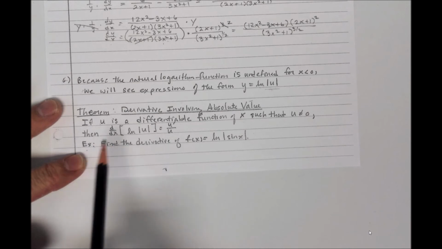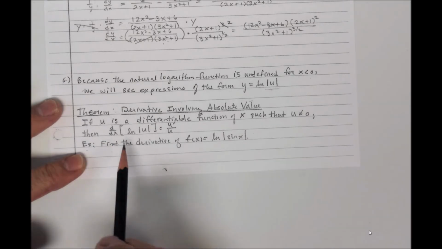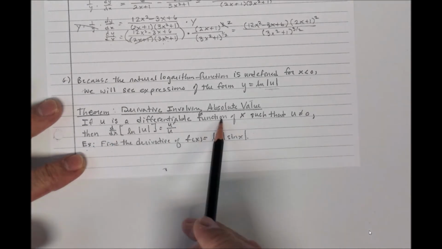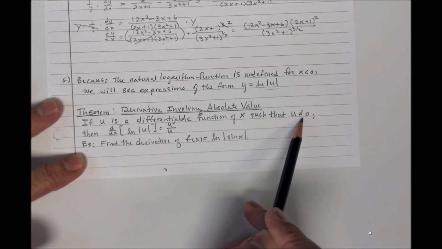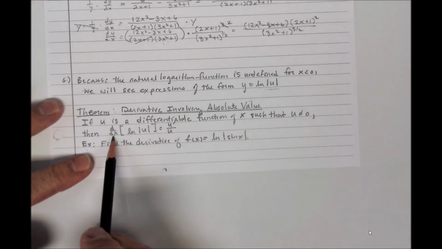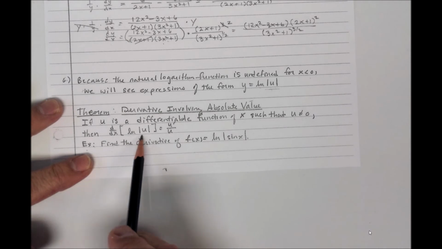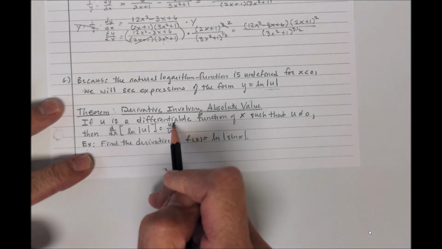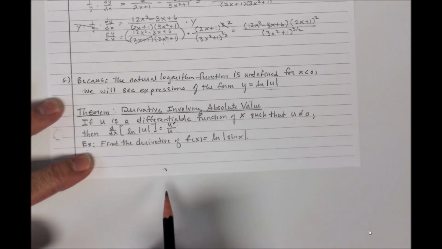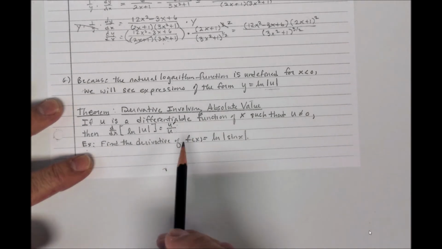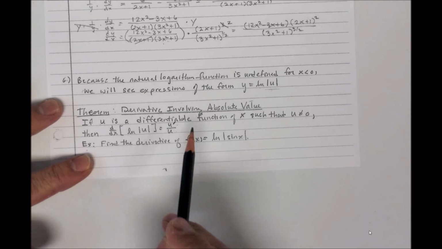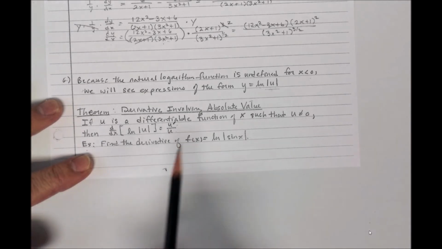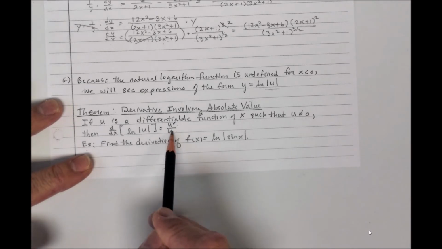It's very much like the derivative of the natural log of x. If u is a differentiable function of x such that u does not equal 0, then the derivative with respect to x of the natural log of the absolute value of u is just u prime over u. Sometimes we think of this almost like du/dx over u, or 1 over u times du/dx. I kind of like u prime over u. It's a nice way to write it.